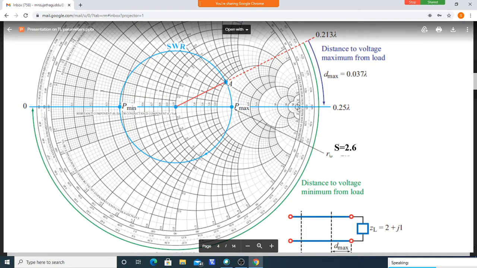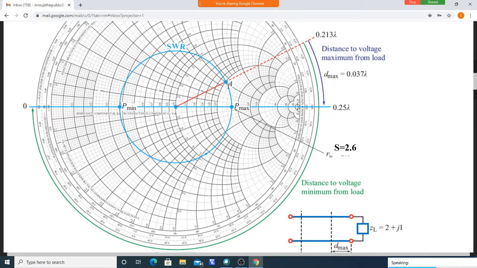So starting from here we move like this. You can observe, while moving like this, we will first reach the maxima position here, because whenever the VSWR circle cuts the right side of the Smith chart, a maximum impedance occurs. So here occurs a maximum impedance, you stop here. We started from here, you move like this, okay.